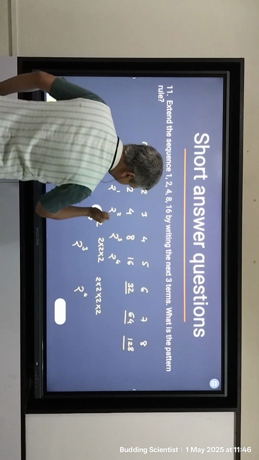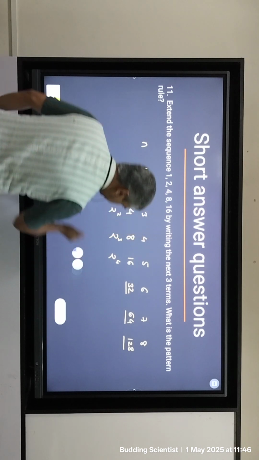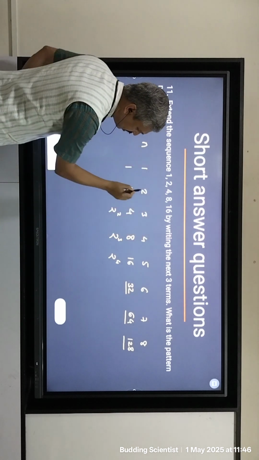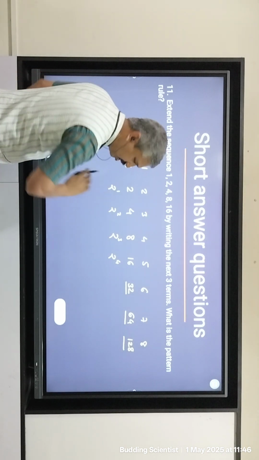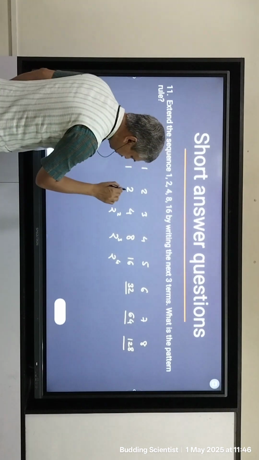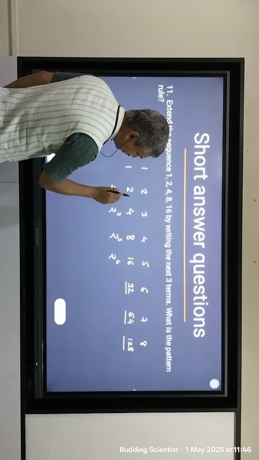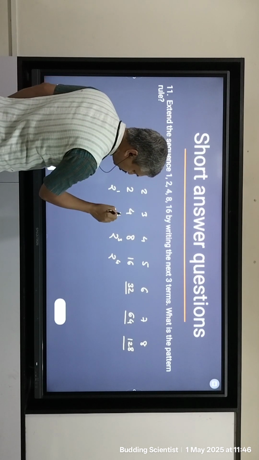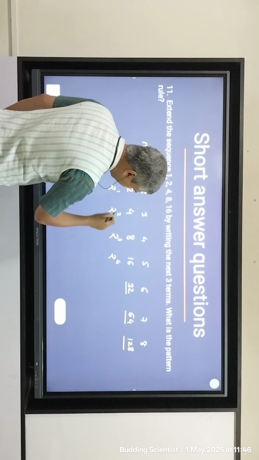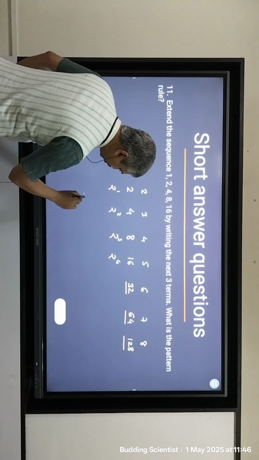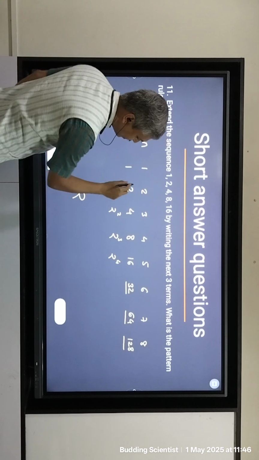Now, after this, we'll try to map it with this number. Here the base is the same, 2, 2, 2, 2, everything base is same. This number 1 is less than 2 by 1. 2 minus 1 is 1. 3 minus 1 is 2. 4 minus 1 is 3. 5 minus 1 is 4. So the basic pattern of this is 2 raised to a number which is 1 less than this number.